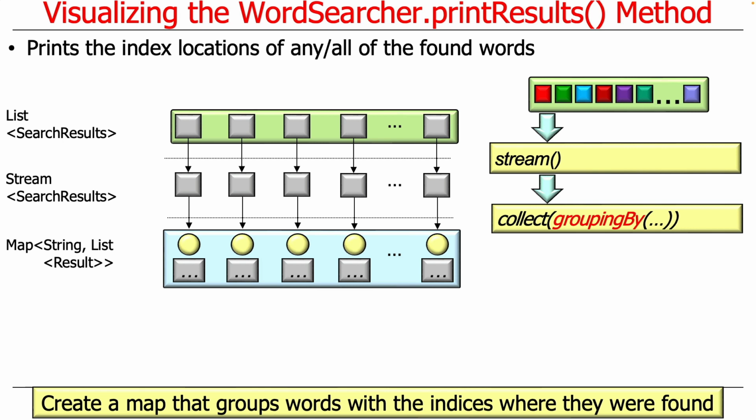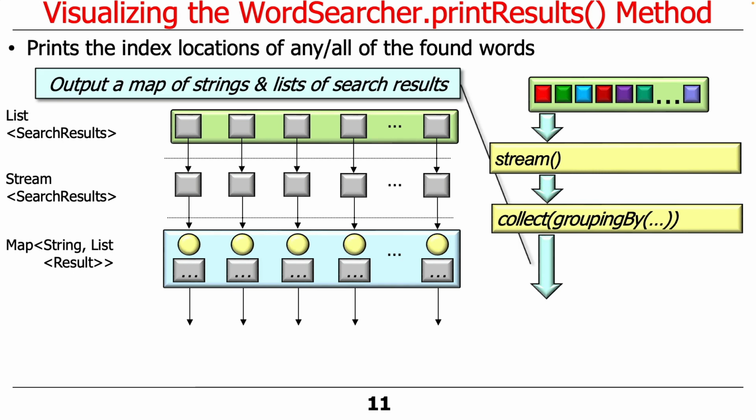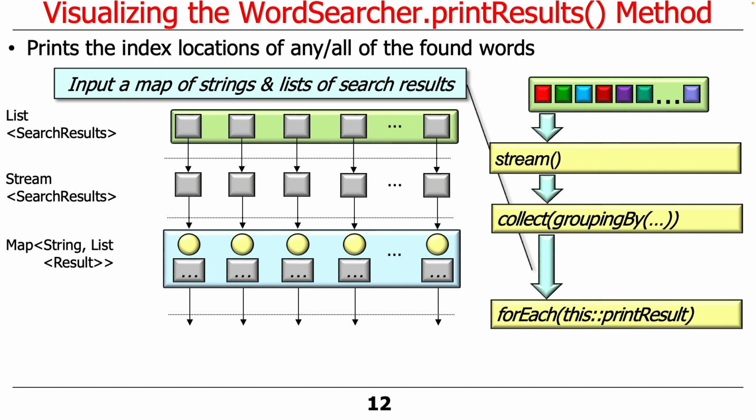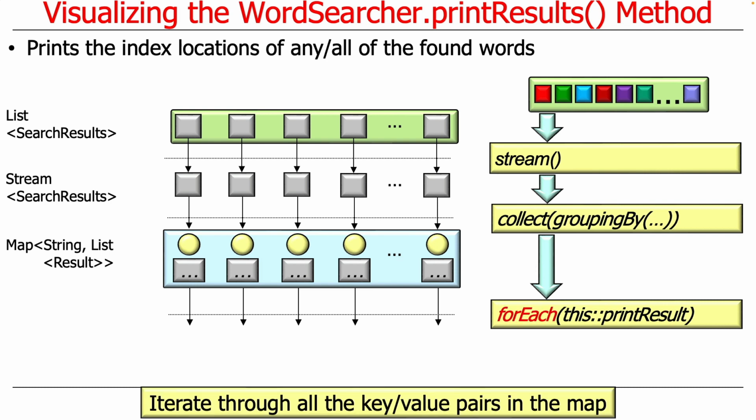So we're going to make a map that groups the words with the indices indicating where they're found. So the words are strings, which are the keys, and the places that they occur, the indices, are the values, which is a list of values. And so that then ends up creating this map. And then for each element in the map, we're going to print out the results. And this will iterate through all the key value pairs in the map.